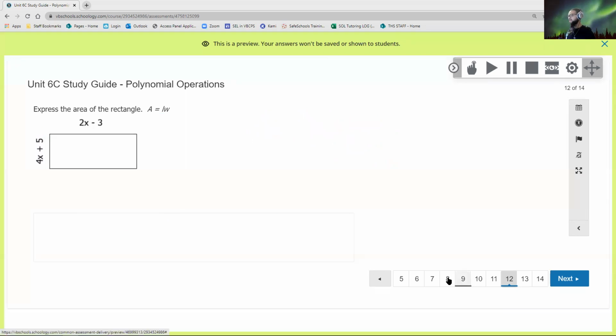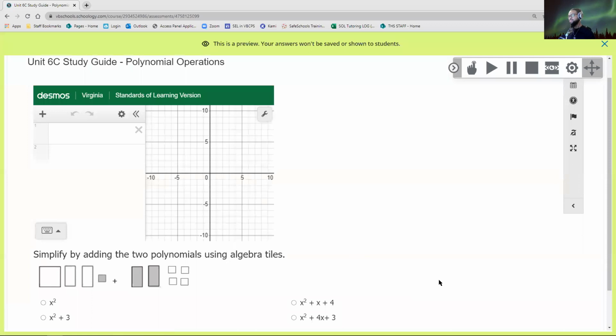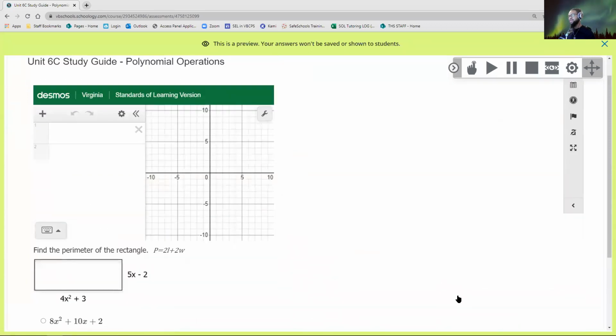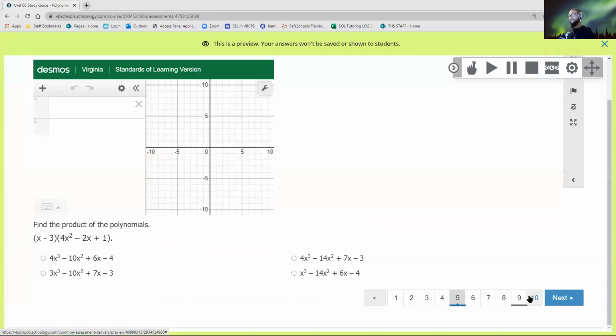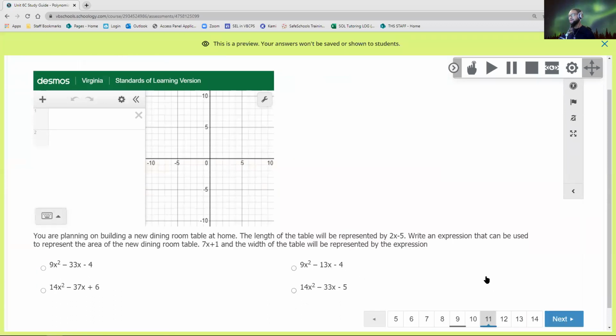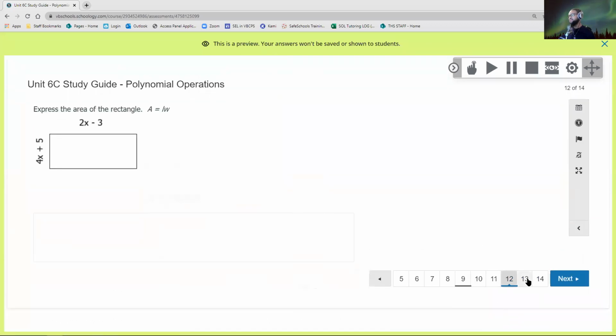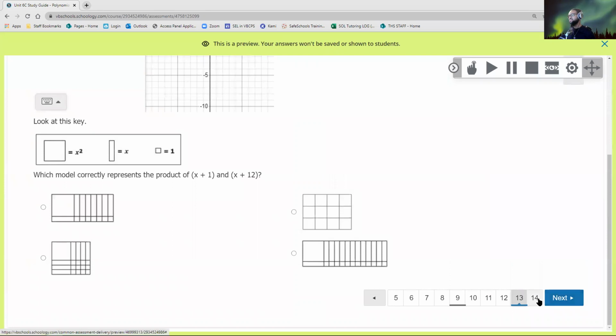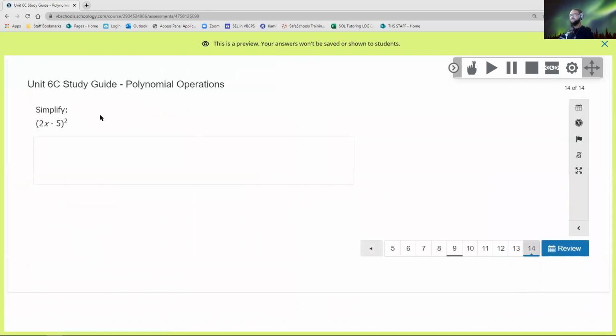but I did want to quickly give a hint for one of them. It was the one where you had a polynomial raised to a power. I don't remember exactly which one it was. Here it is, the very last one. Number 14.